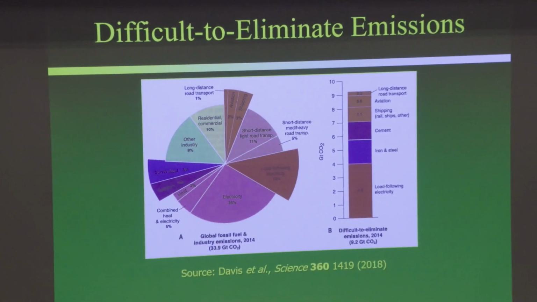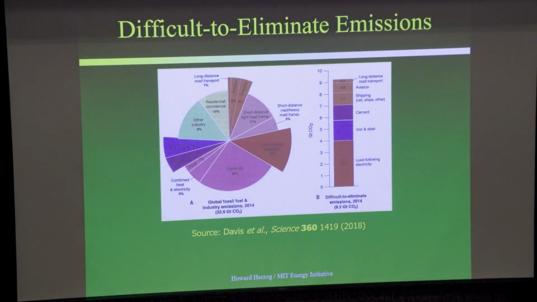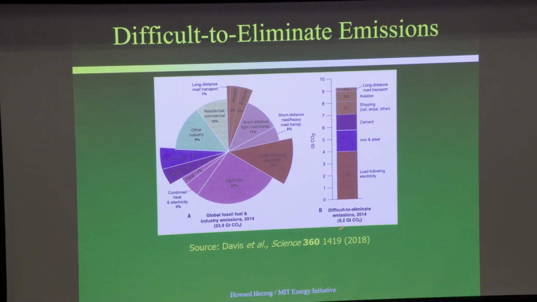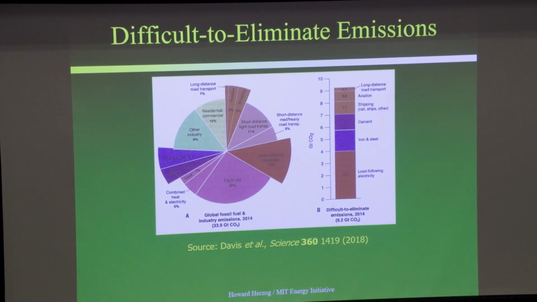What are these difficult emissions? This is just one example from one article. It's showing total emissions at 34 gigatons, and they're saying we have to offset about 9 gigatons. That's a little less than a third, just under 30%. And they come from areas like what they call load-following electricity. So while renewables are good, they're intermittent, and we need something to help balance the load, and that's what this is from.